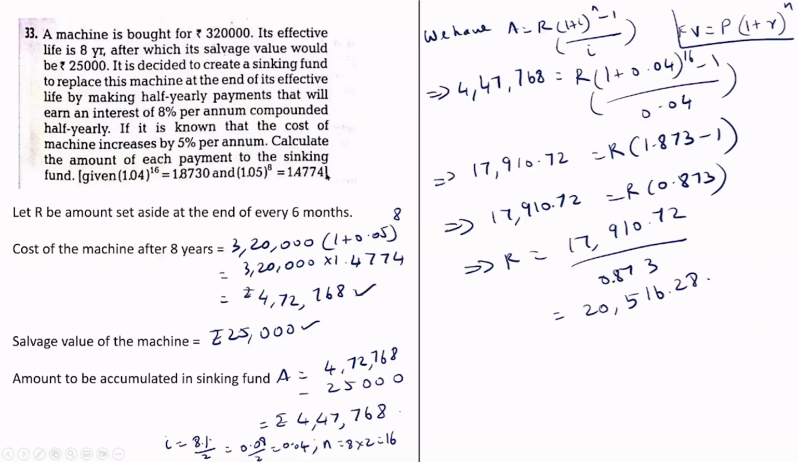Therefore, rupees 20,516.28 should be set aside at the end of every 6 months. Therefore, R is equal to rupees 20,516.28. This is the amount that has to be set aside. It is better if we write one line after this: Rupees 20,516.28 should be set aside at the end of every 6 months.